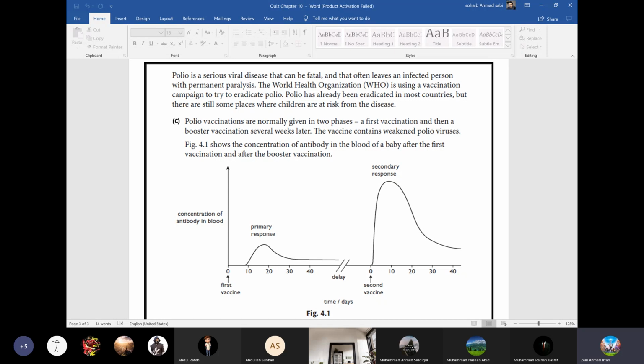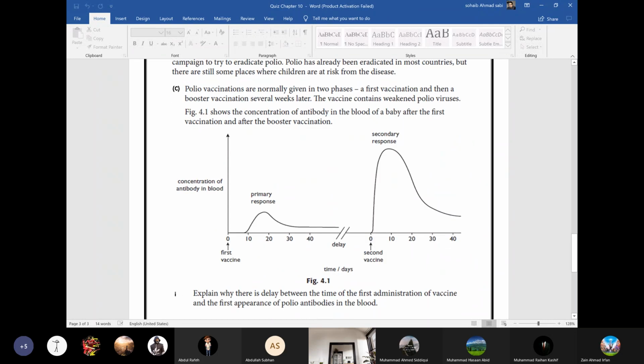Yes, sir. Now, polio has already been eradicated in most countries, but there are still some places where children are at risk from the disease. Boys, I told you this before as well, that polio is eradicated from the whole world except Pakistan and Afghanistan. Only these two countries are left where these cases are existing. All right, boys.